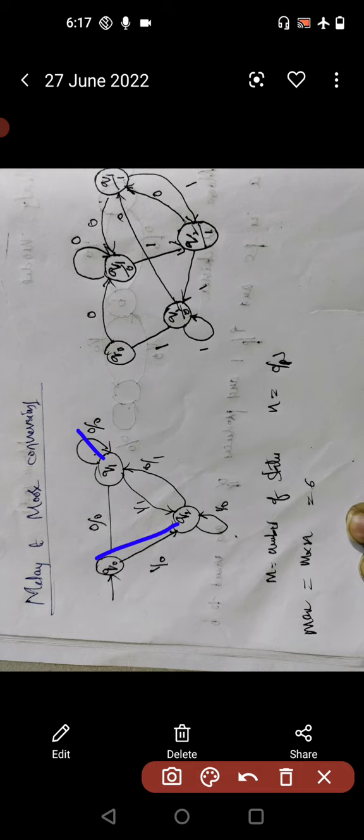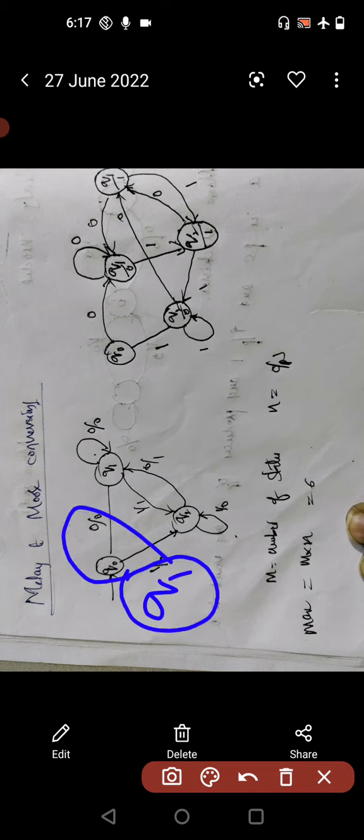See here, the Q1 state with 0 input. Suppose you apply 0 as the input for the Q1 state, what happens? It stays in the same state with an output of 0, so Q1 with the same state. That matches the first one, there is no problem here.